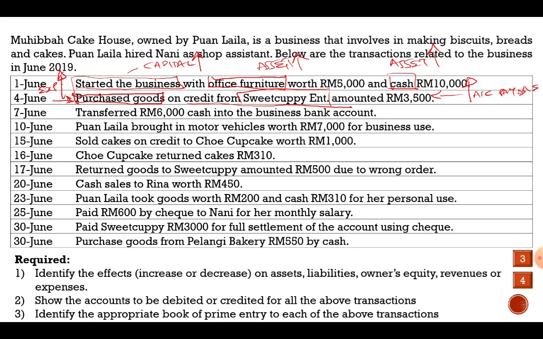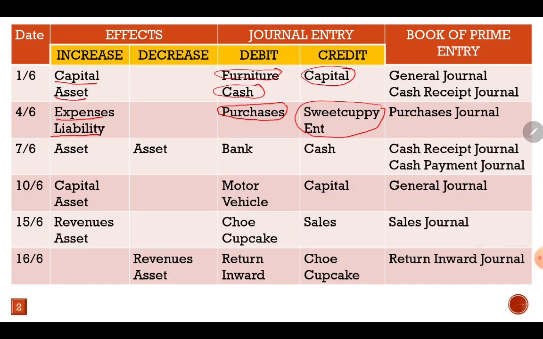Okay, on the 7th of June, Puan Laila transferred 6,000 ringgit cash into the business bank account. That means both are assets, an increase in asset and a decrease in asset. So, increase in bank, debit bank, credit cash. Debit bank, credit cash.